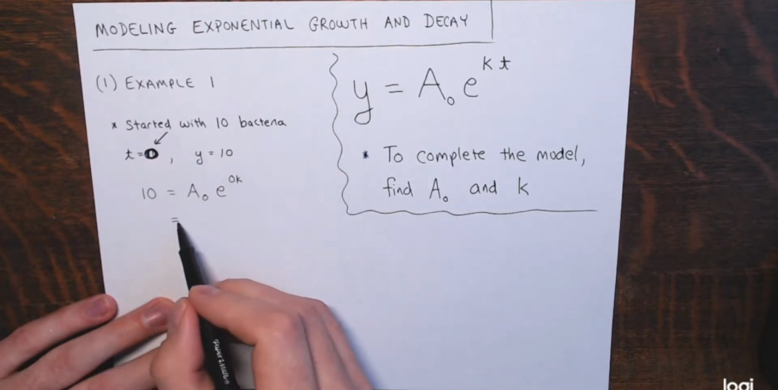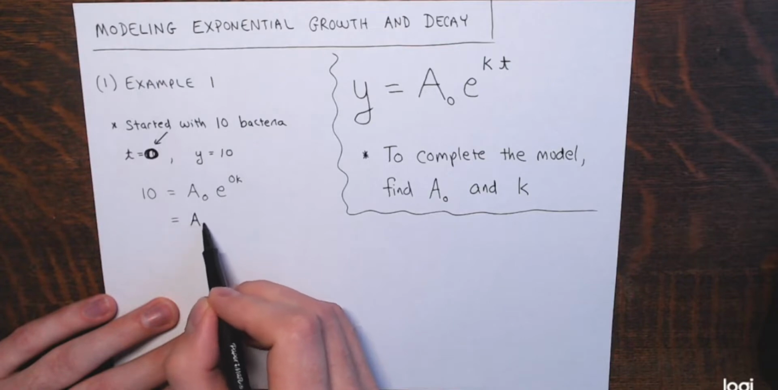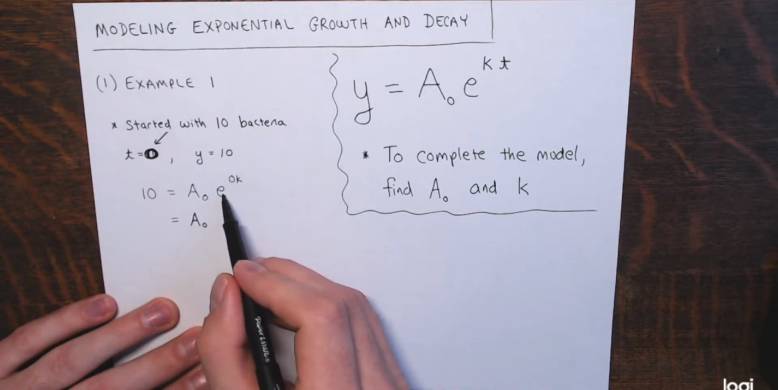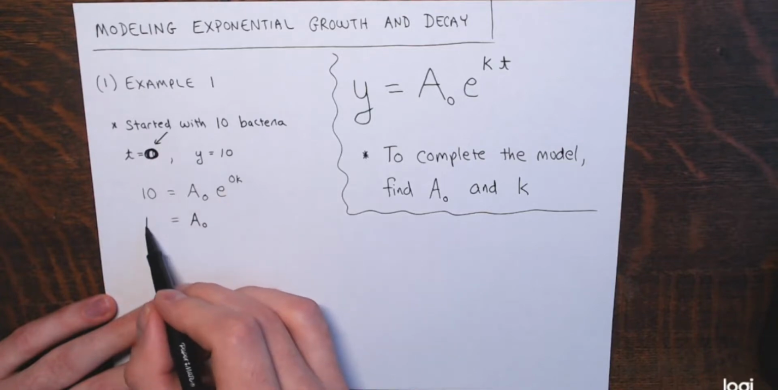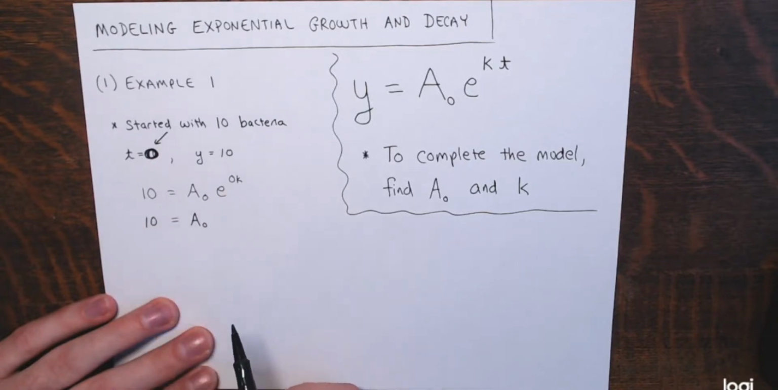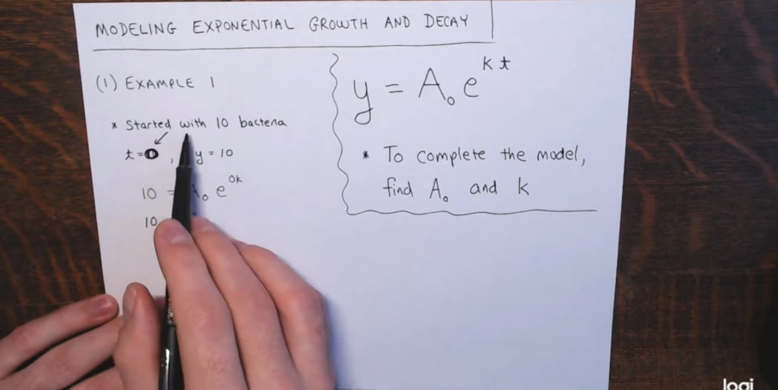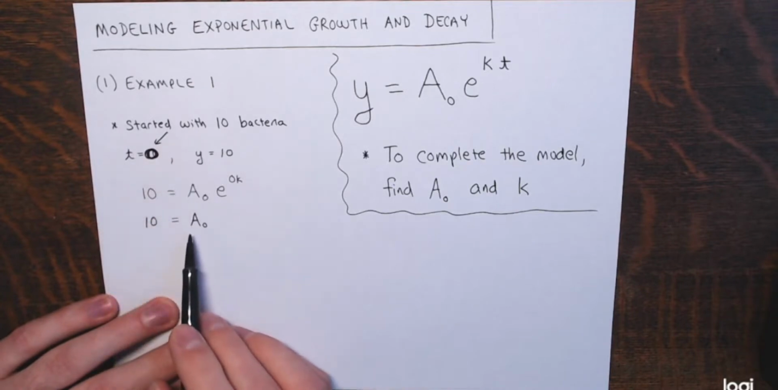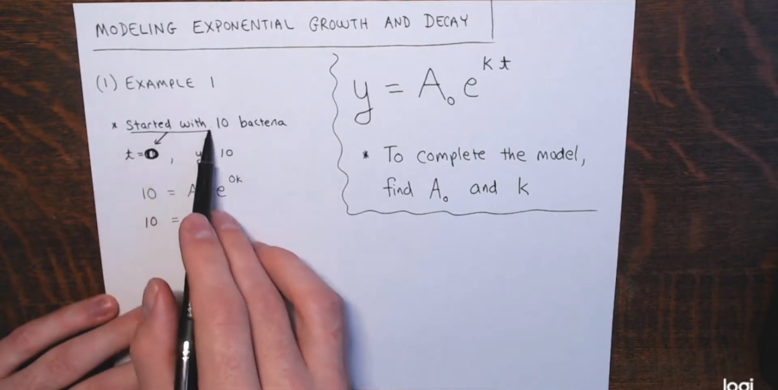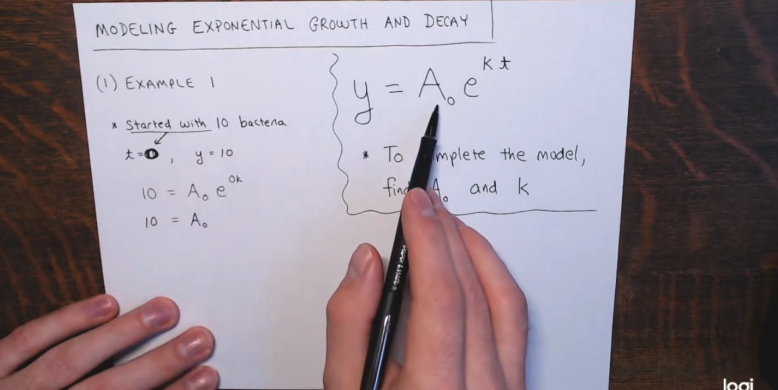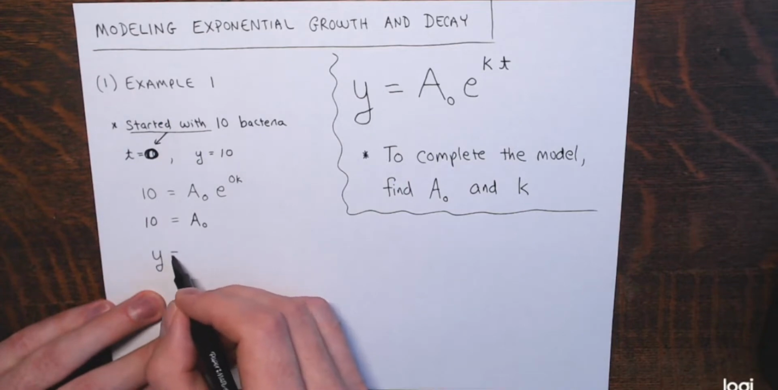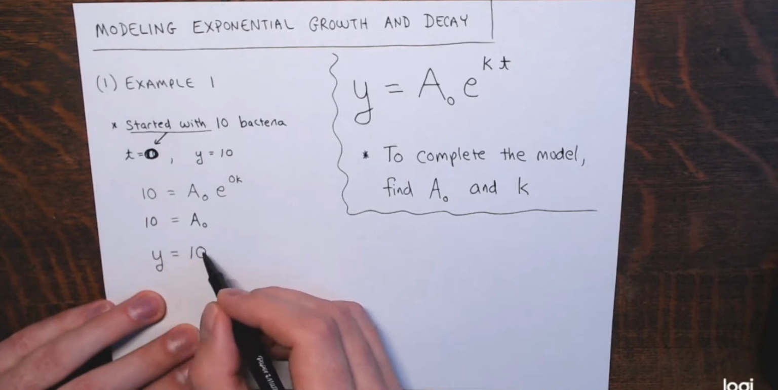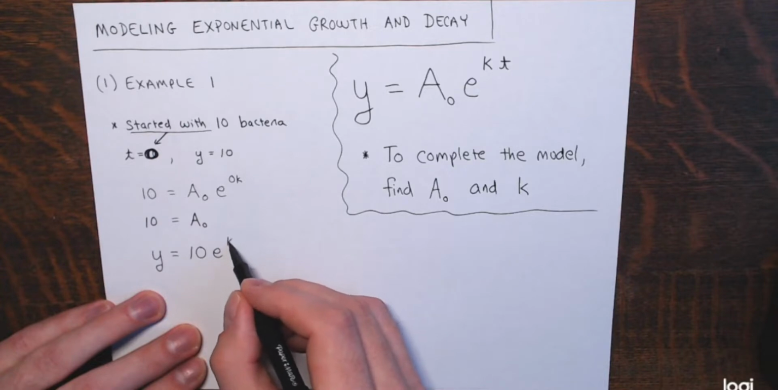And the right side is just a sub 0, because remember, anything to the 0 power, e to the 0 is going to be 1. So then I have a0 equals 10. That's, again, the initial amount. Very often you don't have to do all this writing. If they tell you the amount that's being started with, that's the a sub 0. All right. So now the model looks like this. Y equals 10 times e to the kt power.